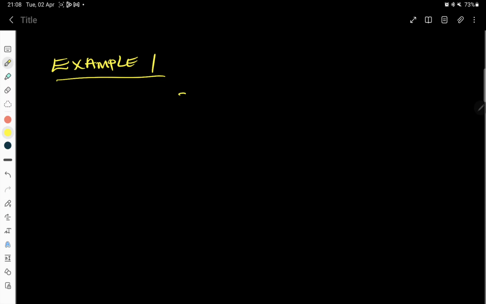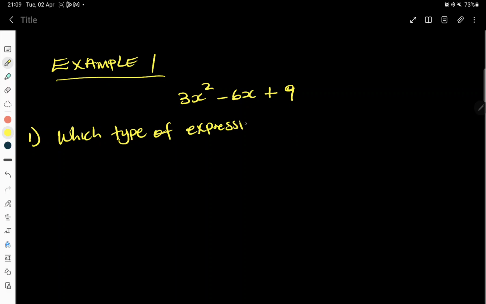Let's say you have 3x squared minus 6x plus 9. Then the first question says, which type of expression is this expression? Which type of expression? Why do you say it's that type of expression?